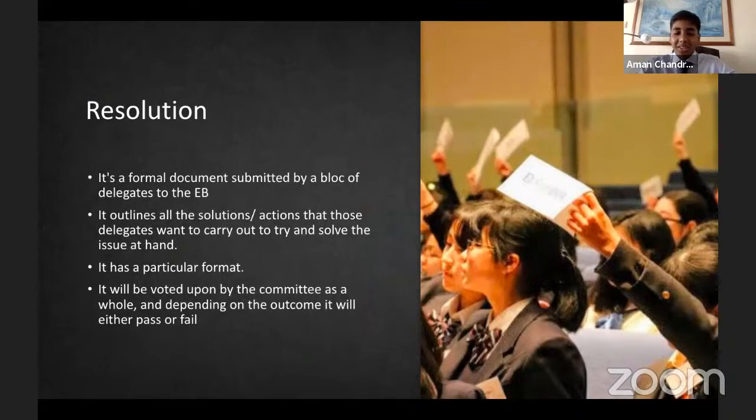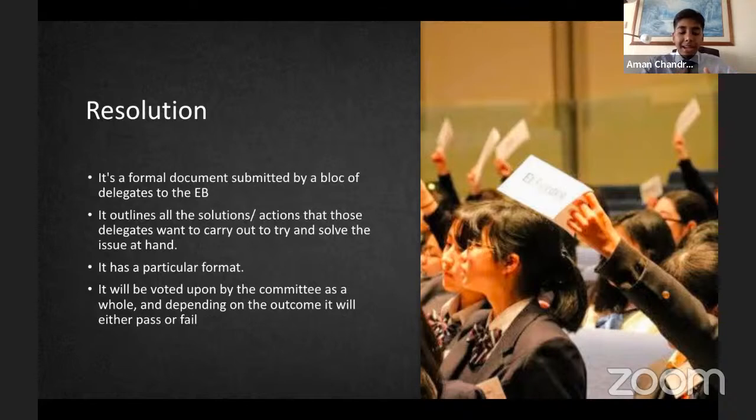Now we have resolutions. So what is a resolution? It's basically a formal document submitted by a bloc at the end of the MUN to the executive board. The main purpose of the resolution is to outline solutions and actions that those delegates want to carry out to try and solve the issue at hand. Now, the whole point of the MUN is coming to the resolution.